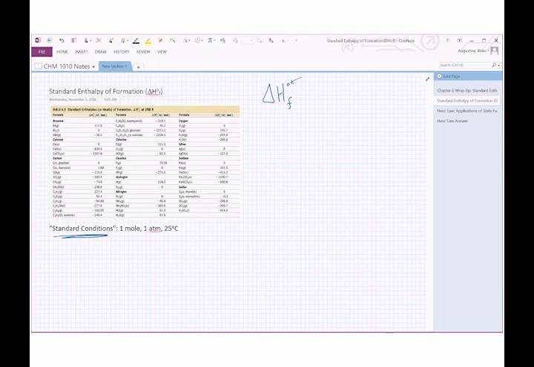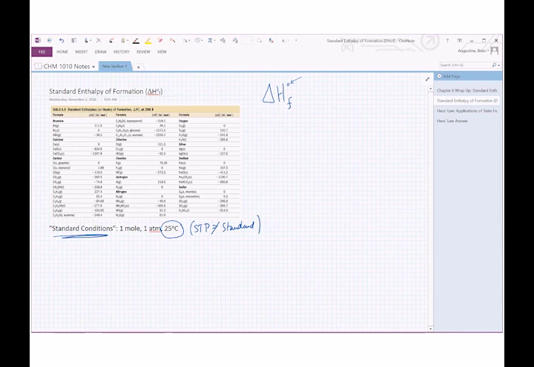Now you might be looking at this and thinking, oh, that's STP. No, it's not. Okay, and why is it not? Because it's actually at 25 degrees C. STP is 1 atmosphere pressure, 0 degrees C. And standard conditions are at 25 degrees C. Why is that? I don't know. That's just the way somebody made a decision.